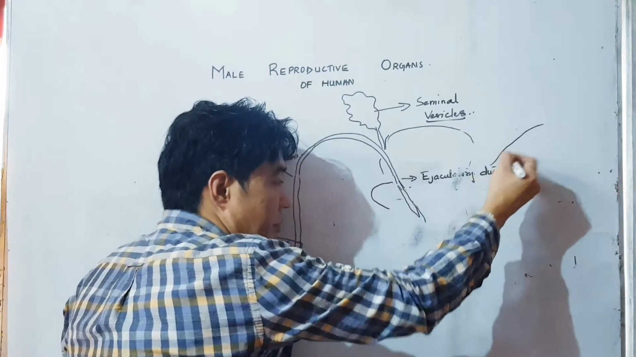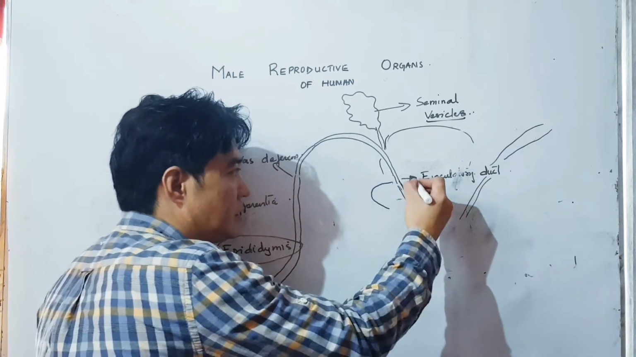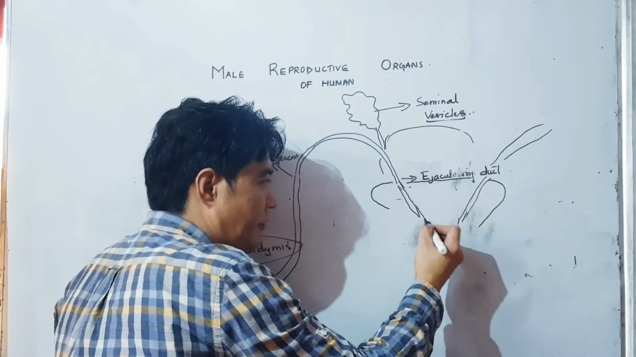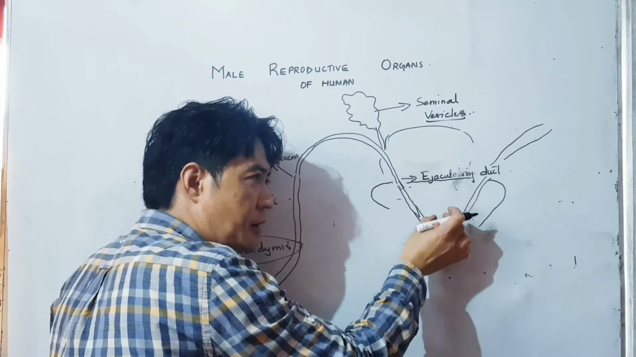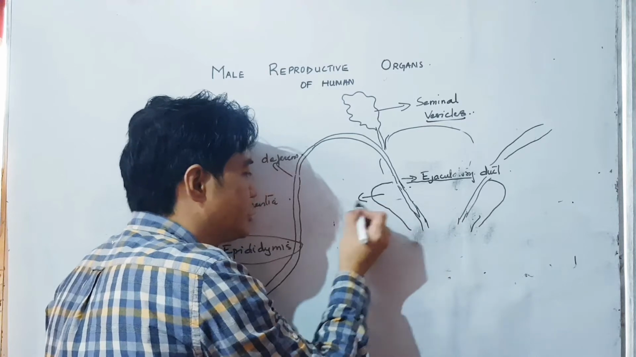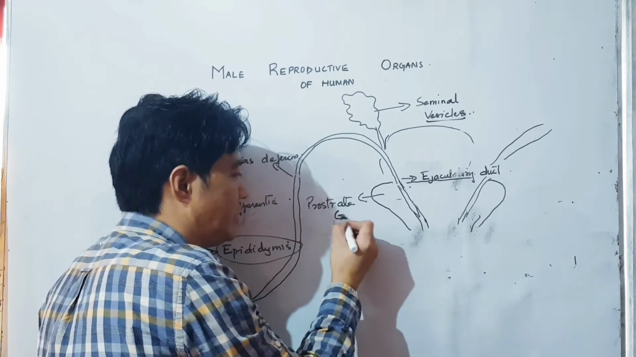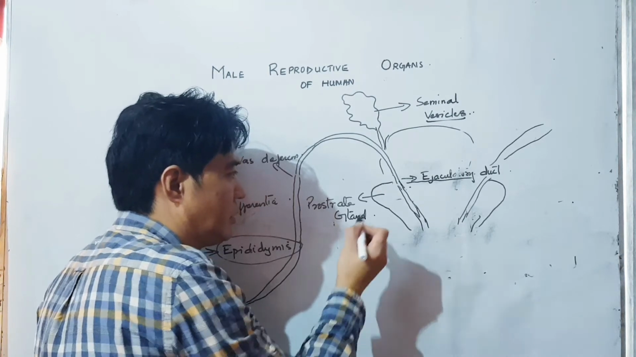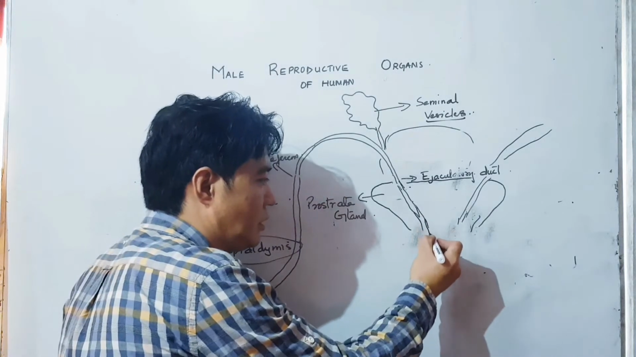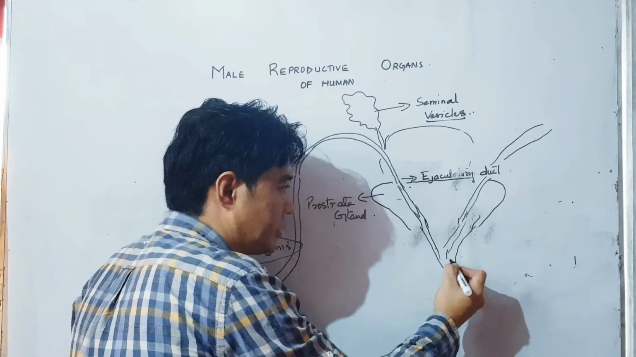Say this is another spermatic cord coming from another testis. In between, at the junction of the urinary tract and the ejaculatory duct, there is another gland present which is known as the prostate gland. And ultimately this ejaculatory duct opens at the urinary tract, that is known as the urethra.